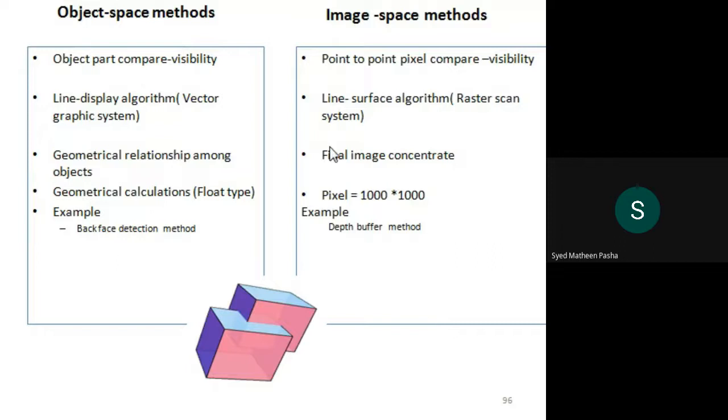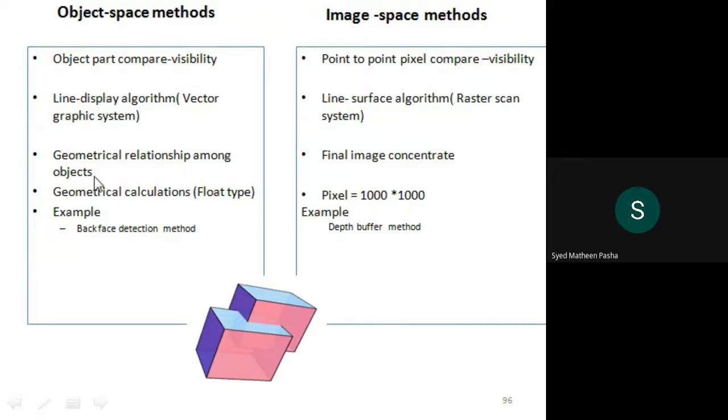Then there are some differences between object space and image space. In object space, it compares the object visibility, whereas in image space, it compares the pixel visibility. That is, the object part compares visibility in the sense that it is just comparing the object size or object coordinates, but where pixels come in, the screen coordinates come into the picture. Then there is some system used here. In object space, we use a line display algorithm. In image space, we use a surface algorithm. One example we study is the raster scan method.